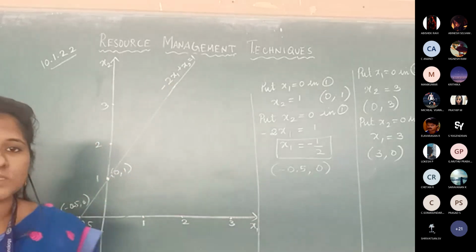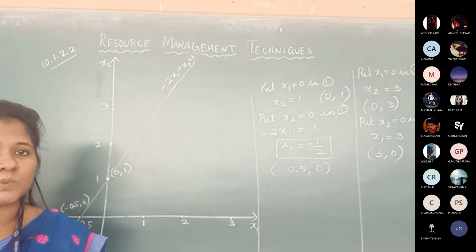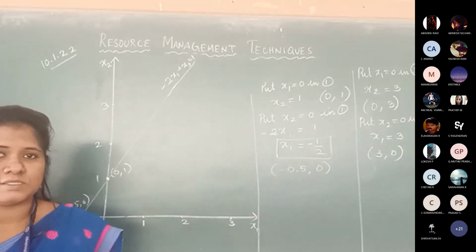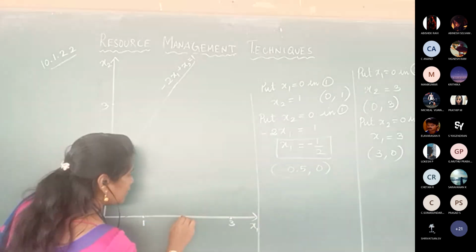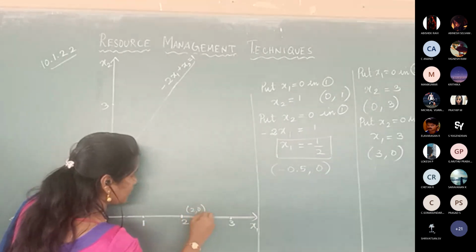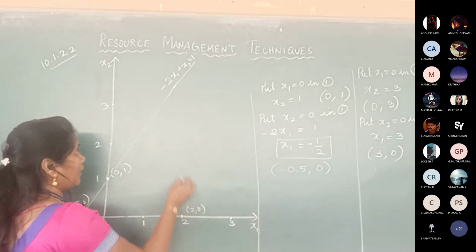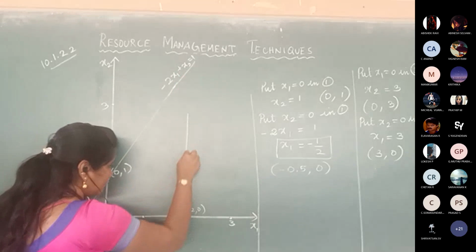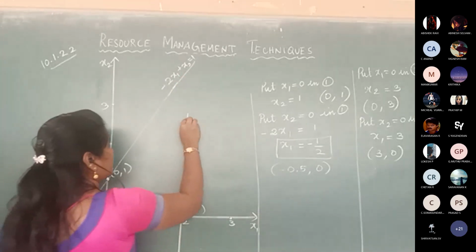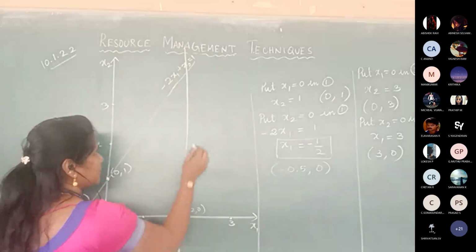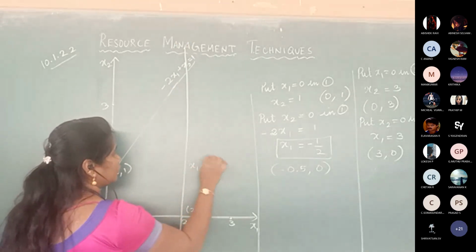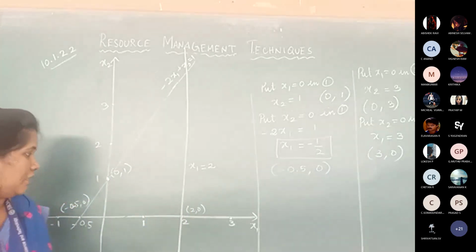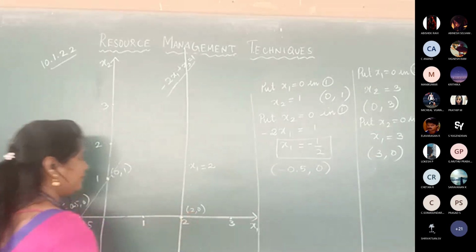Your second equation was what? x1 is equal to 2. x1 is equal to 2 means this will be the point 2 comma 0. So where is your x1? This one. You have to draw a straight line, x1 is equal to 2. This region will be your x1 is equal to 2, which is your second equation in the question. I have drawn it like this.